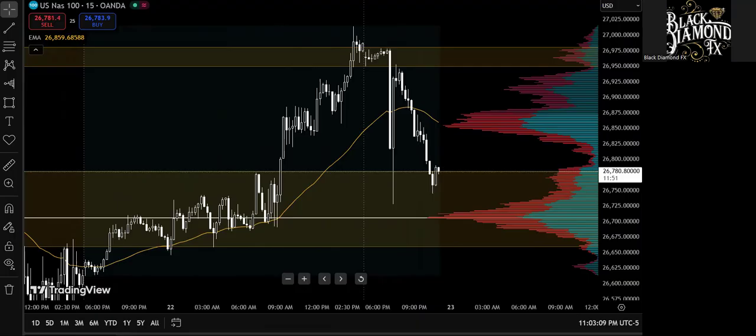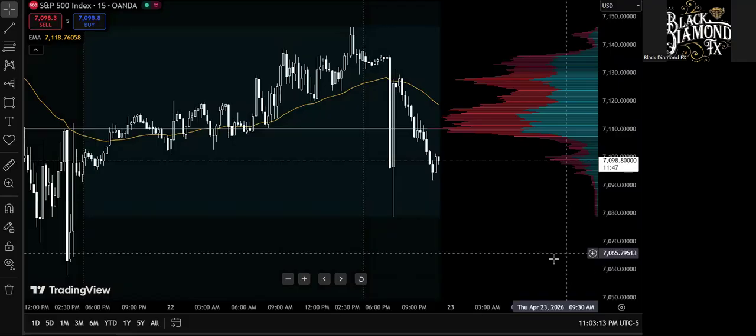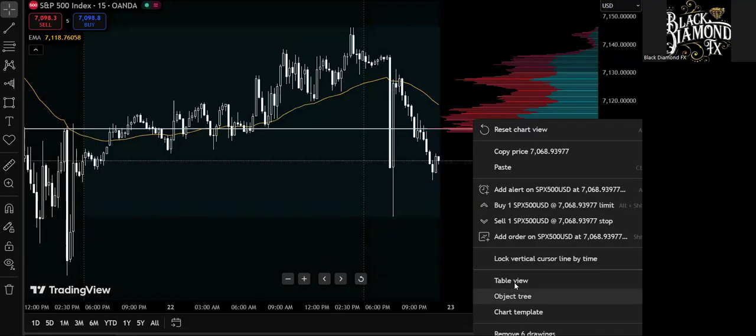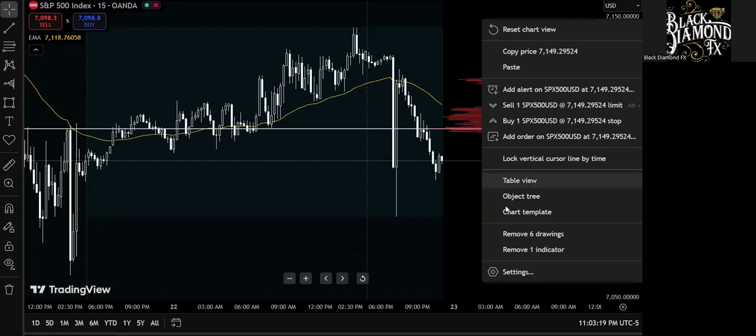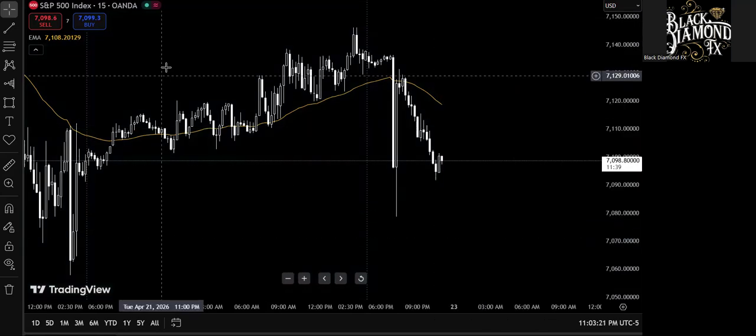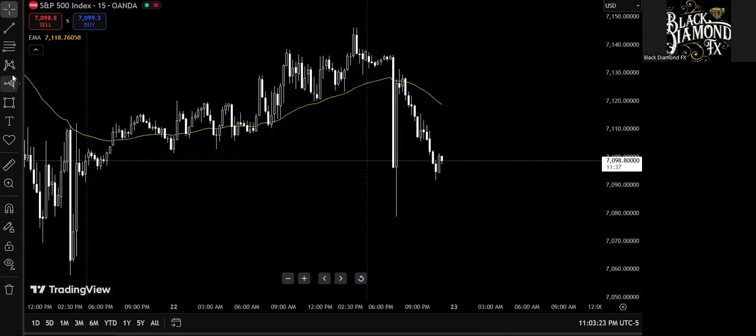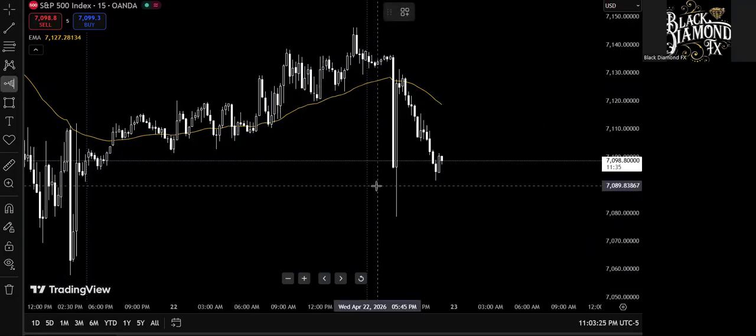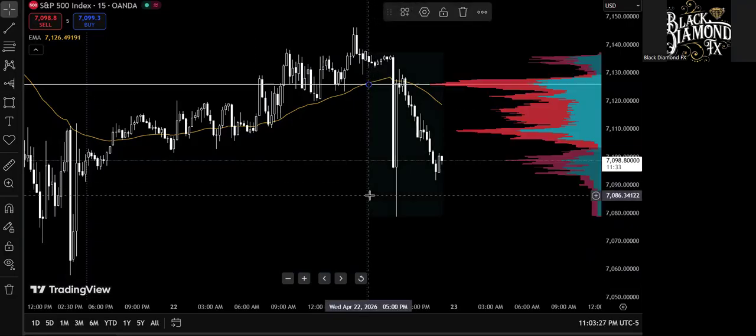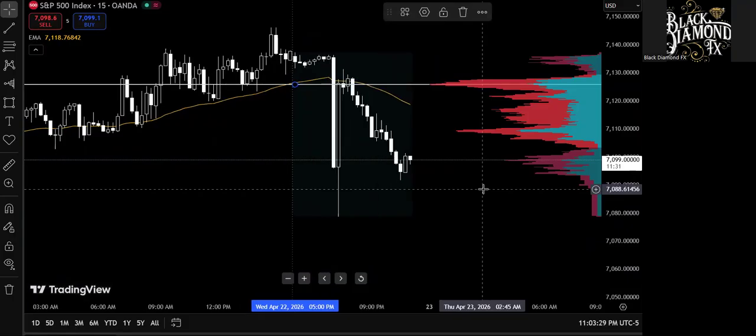Let's take a look at something else. So let's look at SPX 500. All right, let me erase this right quick. Let's see. Hold up. Give me one second. All right. Now for this one, we'll just do the current day because this looks similar. But let's take a look at it.